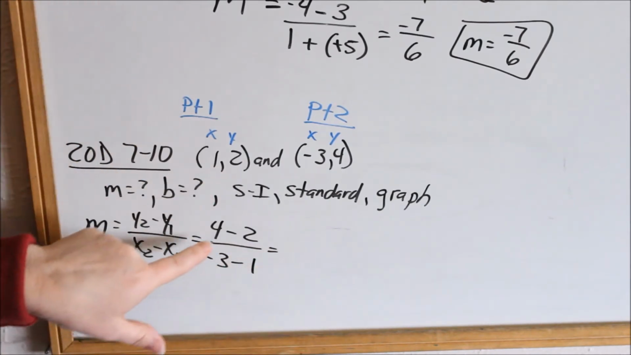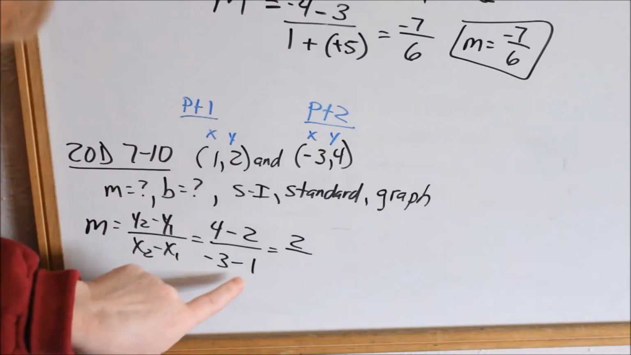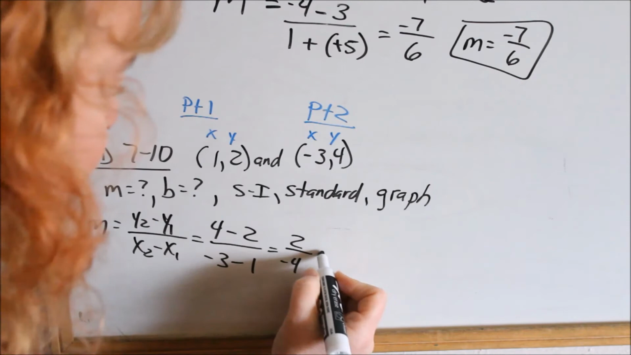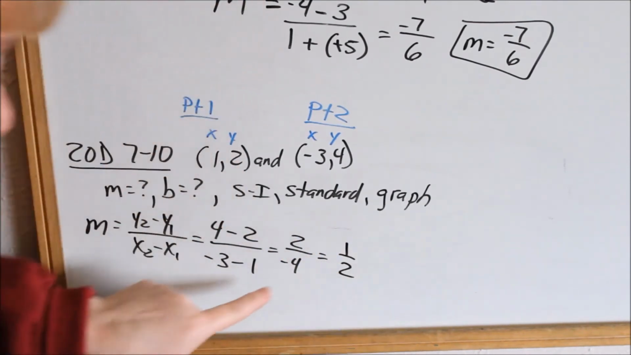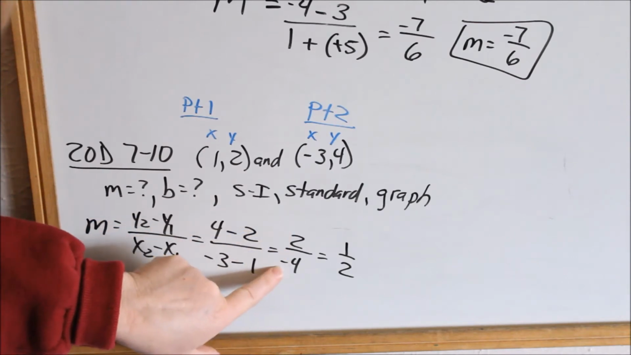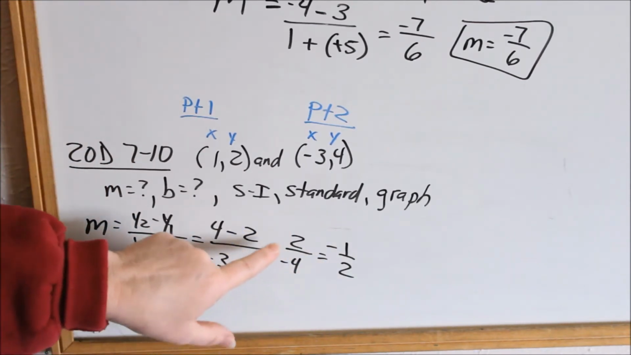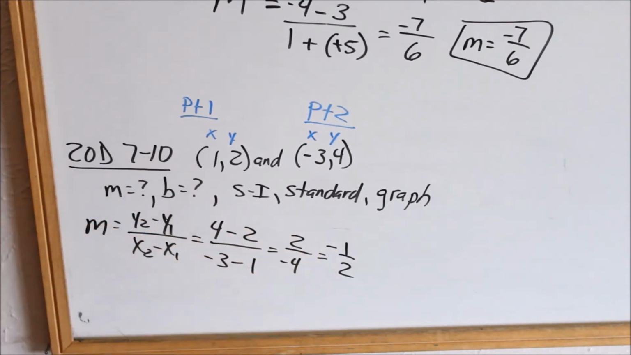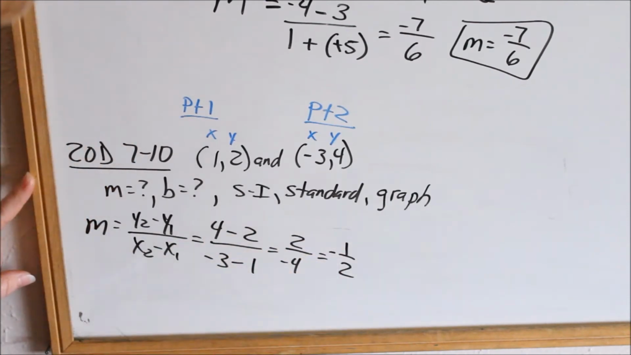Keep up with your signs. 4 minus 2 is 2. I'm in debt 3. I'm in debt 1 more, so I'm in debt 4. Now reduce that. A 2/4 reduces down to 1/2. And a positive divided by a negative is a negative. It doesn't really matter where I put my negative sign. I can move it up to the numerator and that's still a negative divided by a positive, which is a negative. So generally, sometimes you'll see the negative just right in front of the fraction like that.